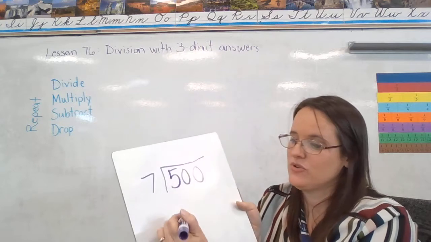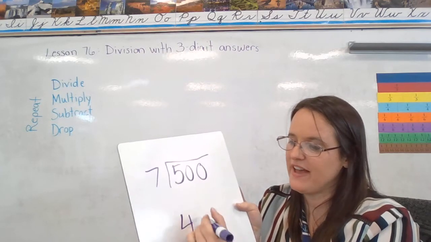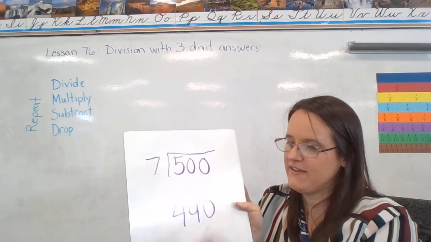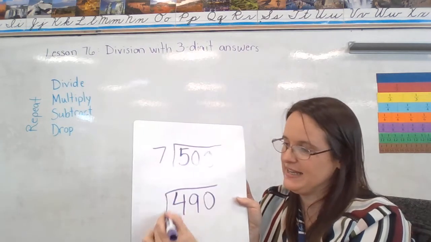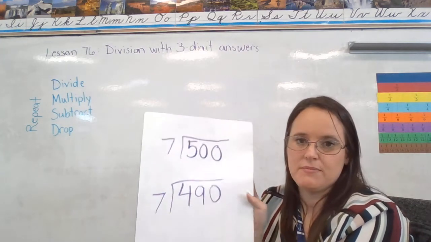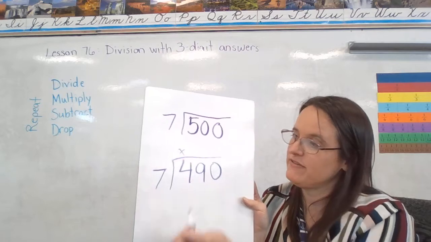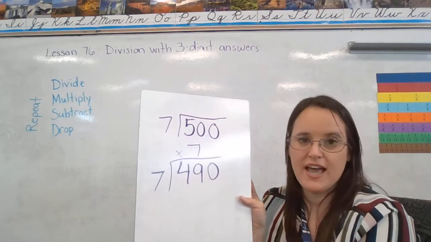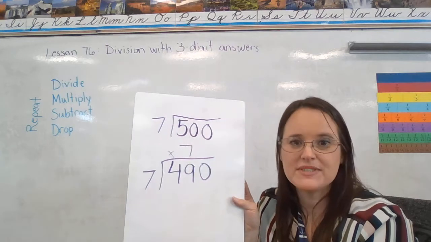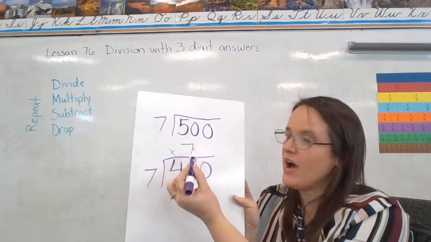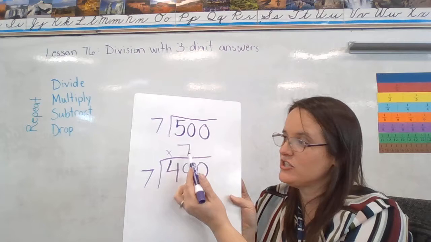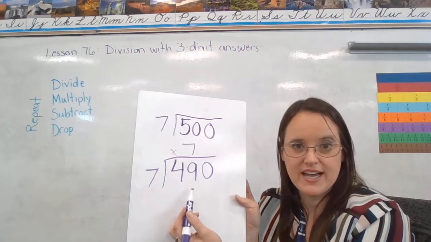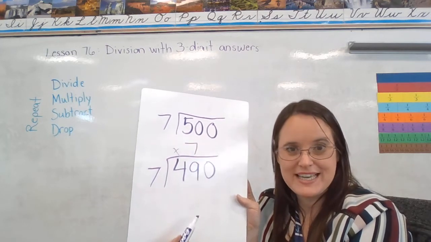49. So I'm going to change that. Instead of 500, we'll make it 490, because now 7 doesn't go into 4, but it goes into 49 7 times, and it goes in evenly. So in my head, I can do 7 times 7 is 49.